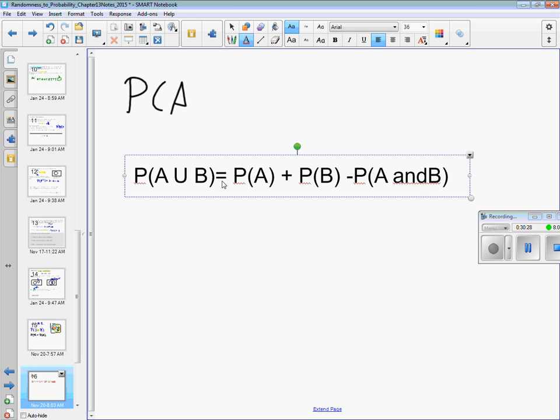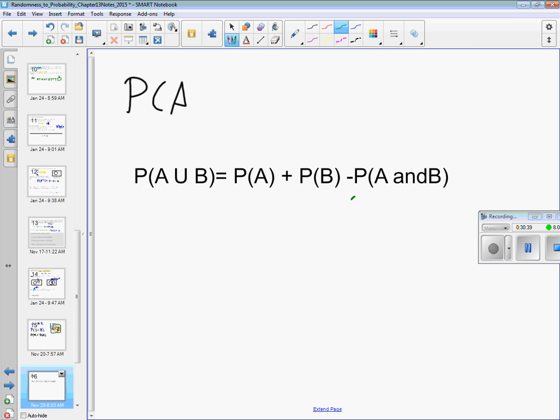Okay. So that's essentially what the formula is saying. And the A and the B that I'm subtracting off here in the second half of the formula is just one of the overlaps, just so I don't count it twice. That's really all we're doing, and that's why that's there.